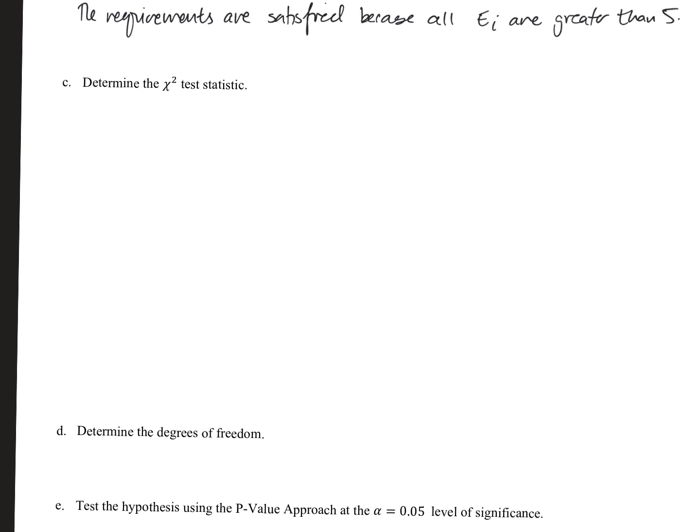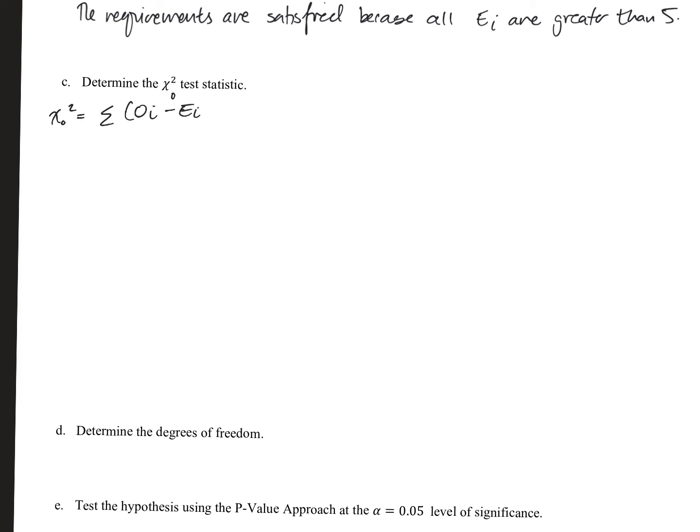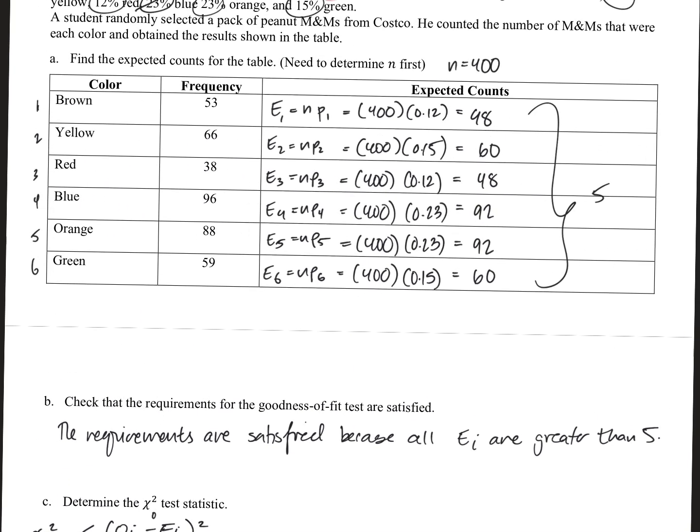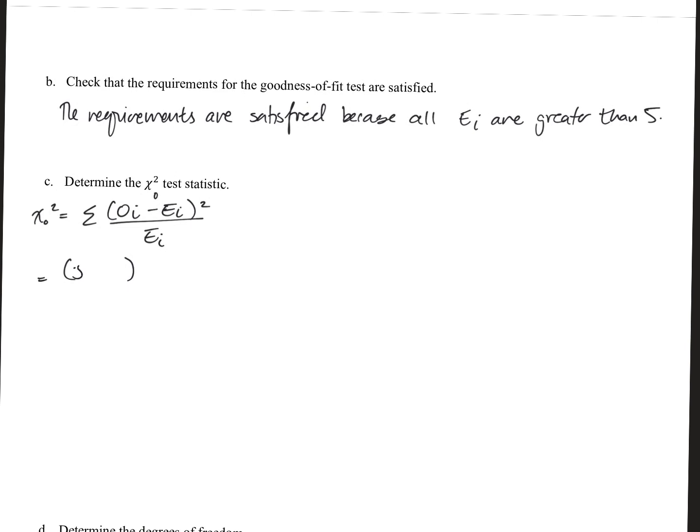Now we're going to go ahead and determine the test statistic. Once again, write down the formula. We want our observed value minus our expected value squared, divided by the expected value. Well, what are our observed and expected values? The first pair that we have is 53 and 48. So the observed is 53 minus the expected, which is 48, and go ahead and divide that by 48, and remember to square the top.